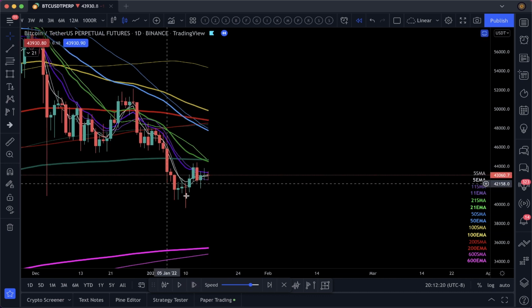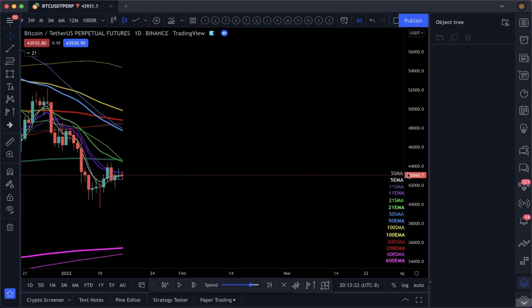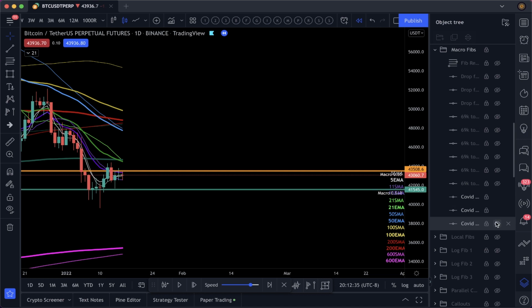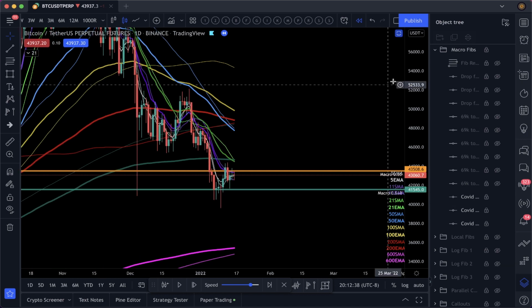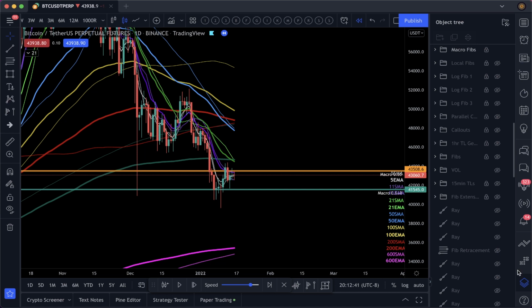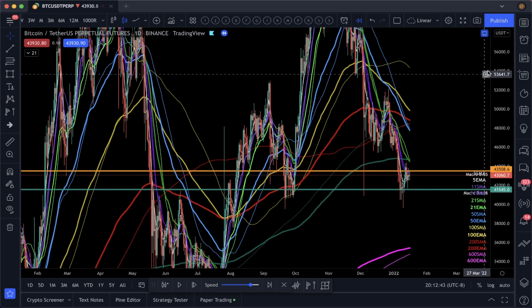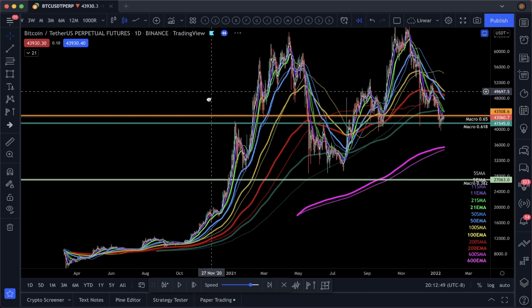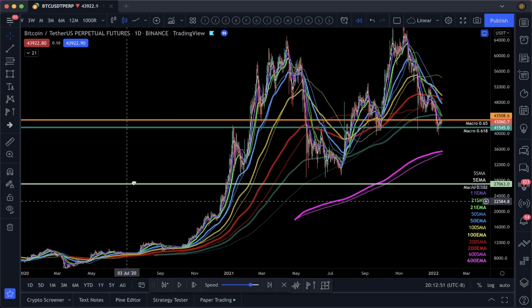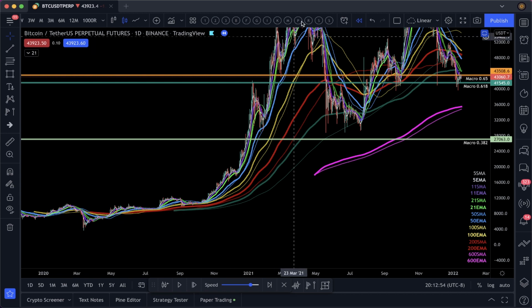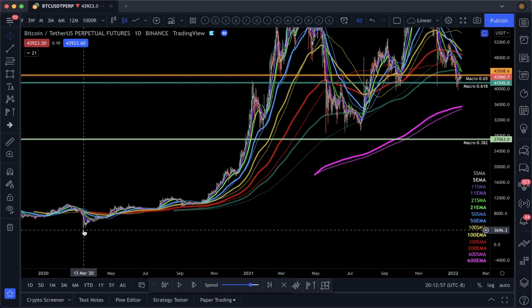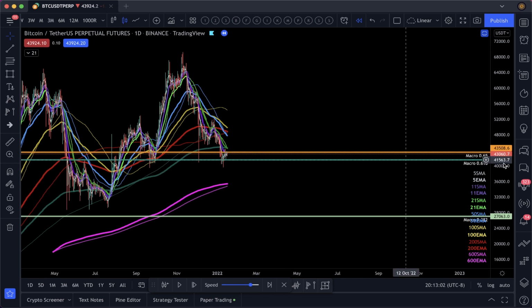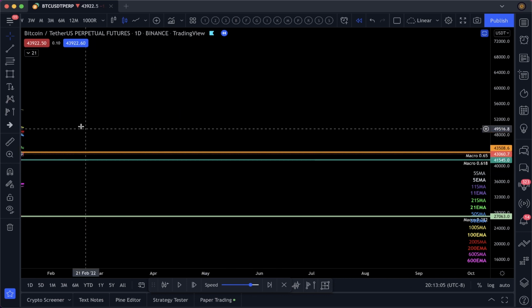Here, guys, this is when we were at the, this is your macro fib. The macro fib, I pulled it from your all-time high to the bottom of this bull trend here, which was your COVID crash here. Okay. So we'll just zoom back in here, guys.